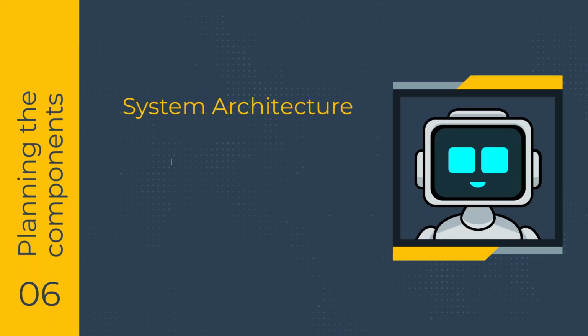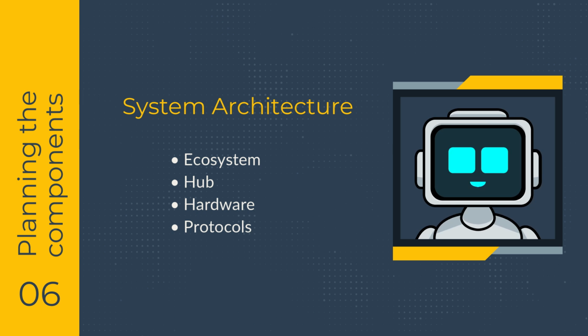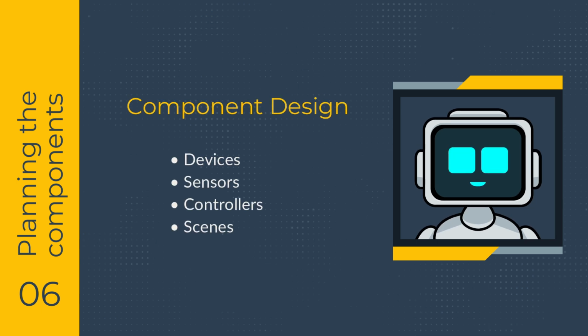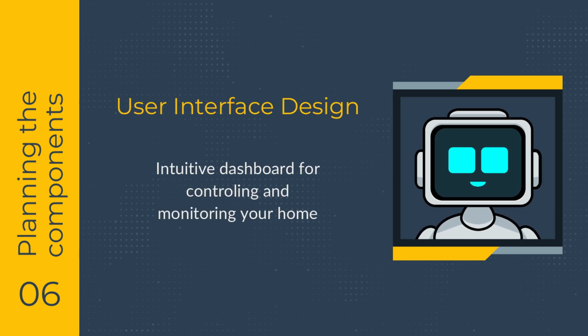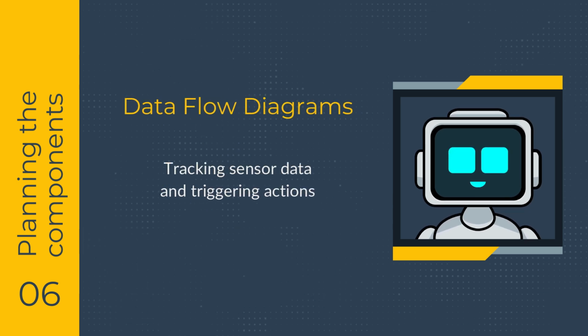You will need to consider the ecosystem, the hub, and possibly the hardware that will form the core of your system, as well as the protocols and communication methods that will be used. Define individual components like devices, sensors, controllers, and scenes that work together to achieve desired functionality. Create an intuitive dashboard for controlling and monitoring all smart home aspects, providing quick access to commonly used features and allowing for customization based on individual preferences. This might involve tracking how data from sensors is processed and used to trigger specific actions, such as turning on lights when a motion sensor is triggered.